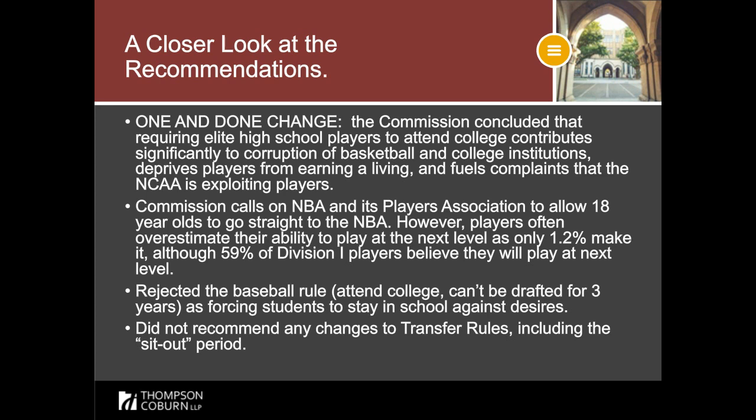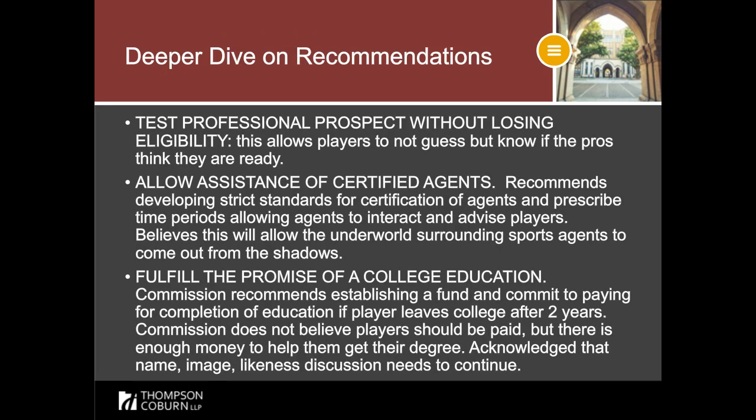A deeper look at some of the recommendations. They recommended letting student athletes test their professional prospects without losing eligibility. This allows players to not guess, but to know if the pros think they are ready to move on. Again, I point out the 1.2% that make it as opposed to the 59% that think they're going to make it. They were recommending allowing the assistance of certified agents.